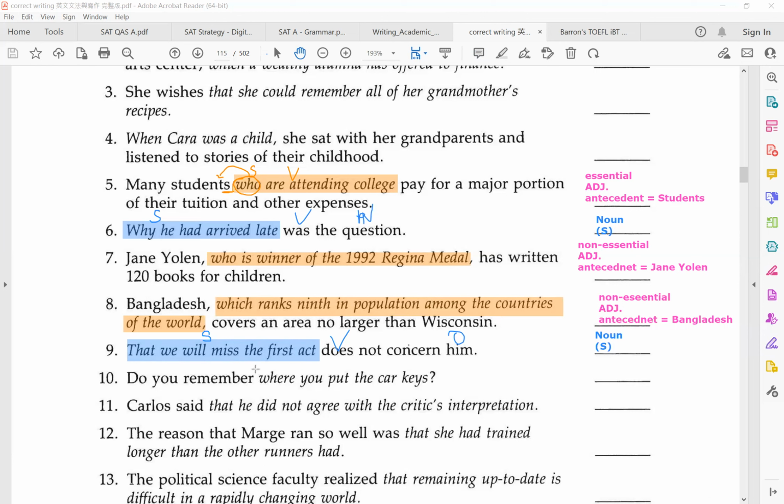Do you remember where you put the car key? So this is a question noun clause. Do you remember this? It is serving as the direct object of what you remember and what you don't. Okay, and the rest would be pretty much the same. And that is it for this practice.